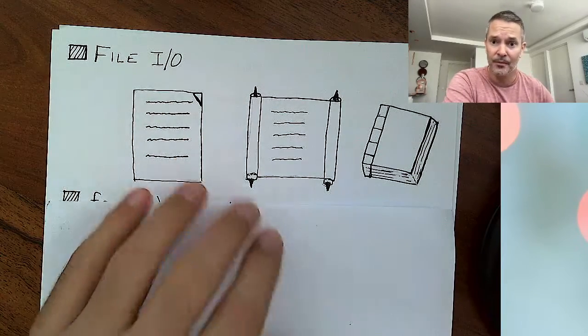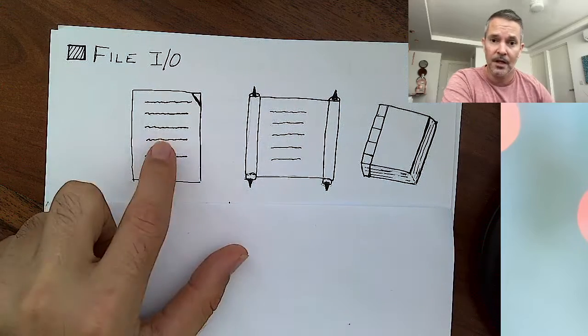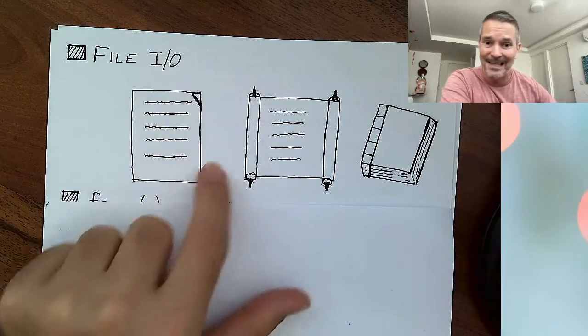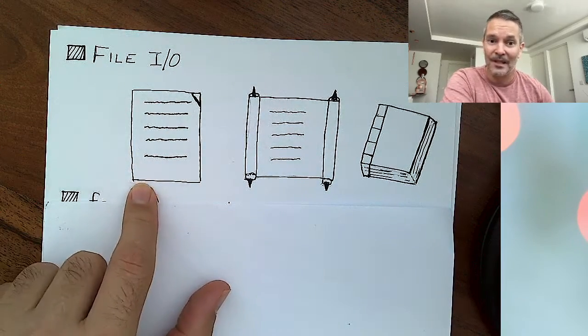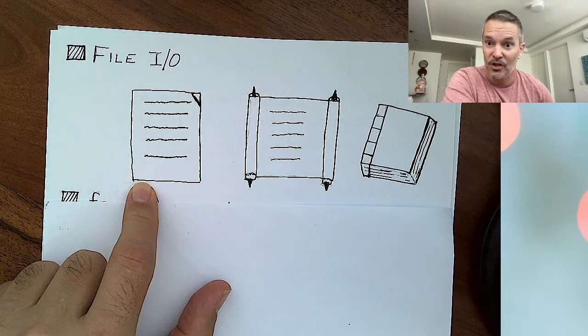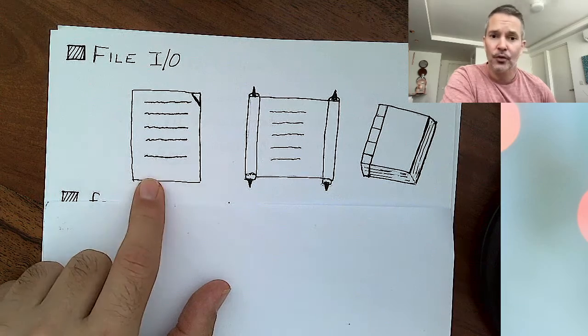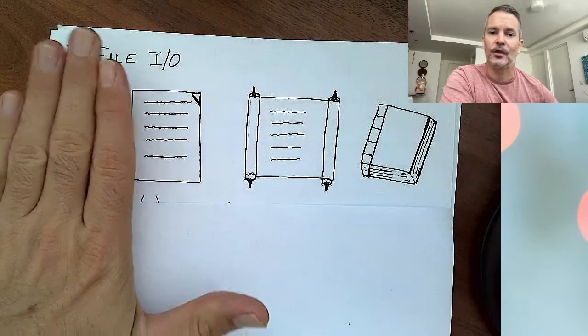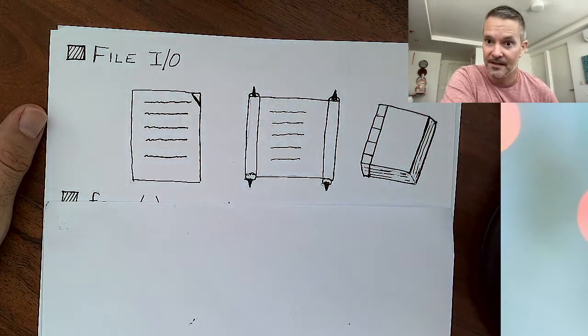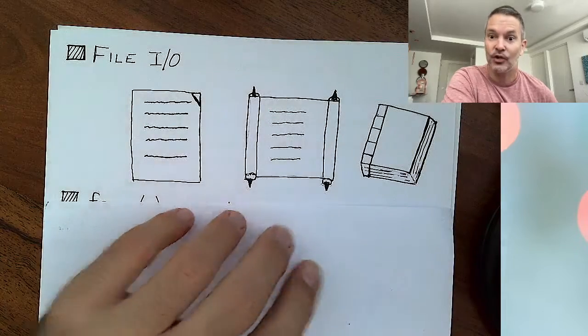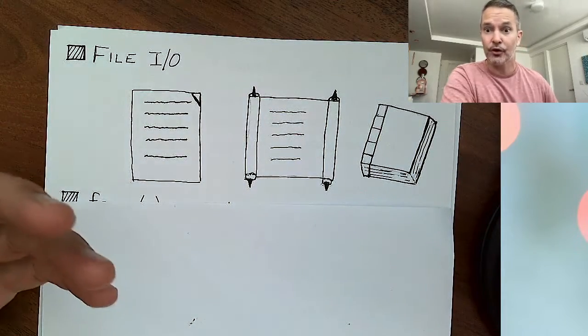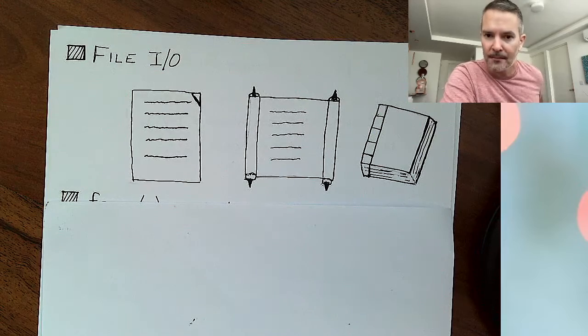But one of the problems with memory, well, there's two problems. First, it's limited. I only have a reasonably small amount of it to work with. And two, it disappears, it gets erased when my program exits. I can't use that data anymore. It was only good while the program was running.